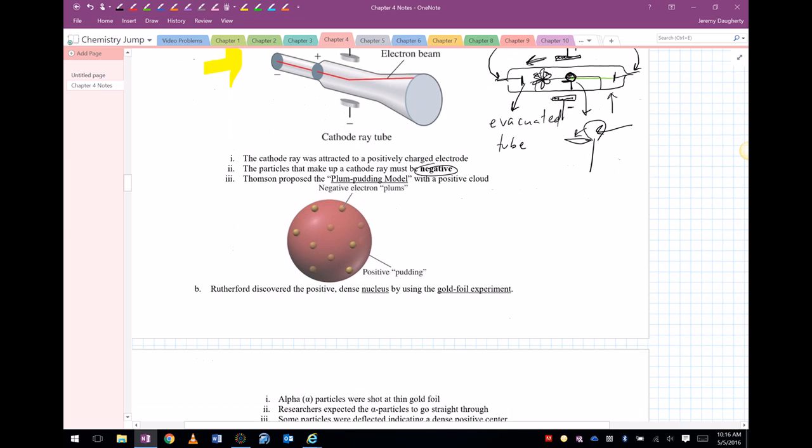And then Thompson came up with what's called the plum pudding model. And here's an idea of the plum pudding model. All it is, is that we have these negative electrons. So here are all these electrons, and those electrons are floating in a positive cloud. And that was his idea of the atom. So he said the atom is almost entirely empty space.